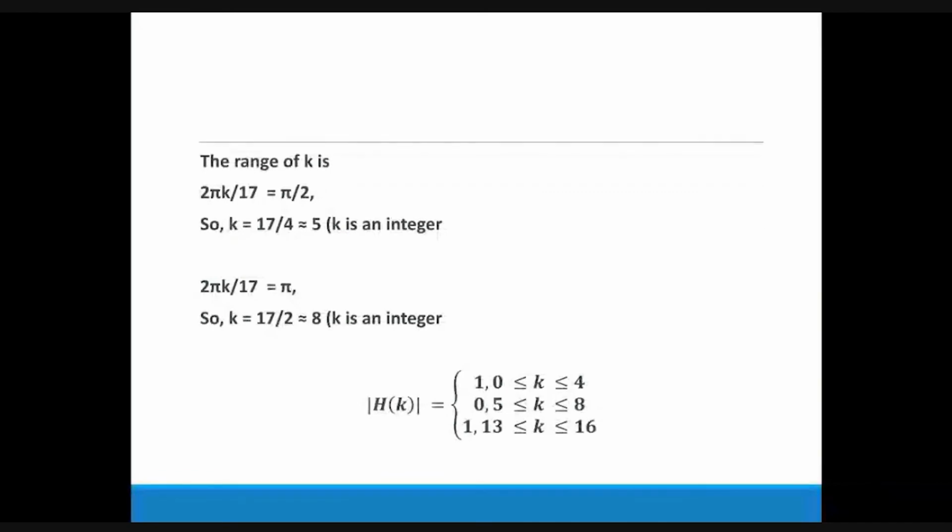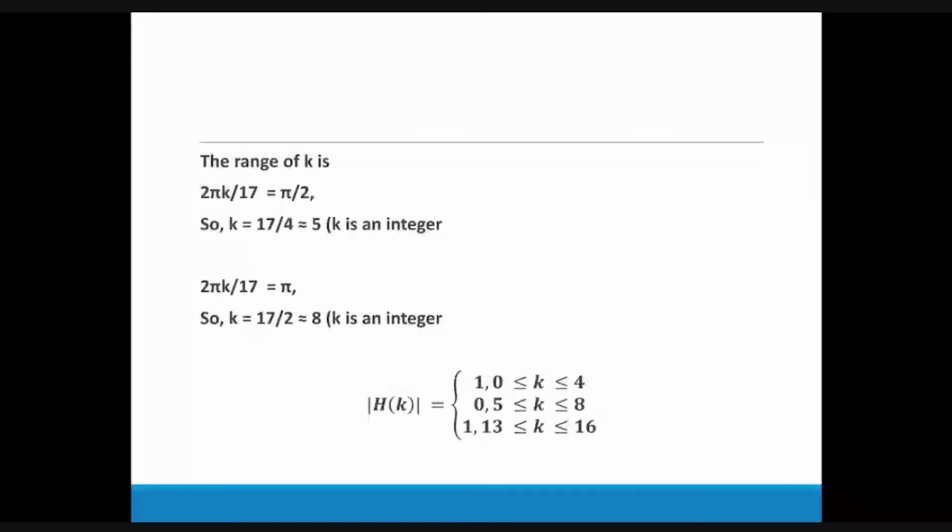So here first we are taking 17 by 4 as 4, and for the next limit we are writing 0. At that time we are using this integer value 5: 5 less than or equal to k less than or equal to the next value, 8. So first we are writing the limits 0 to 4, and next we are writing the limits 5 to 8. And the remaining is the repetition, that is 1 for 13 to 16.